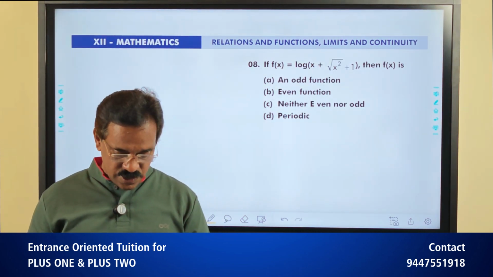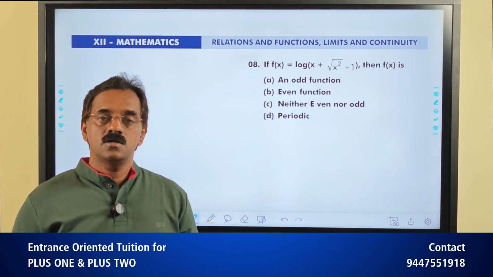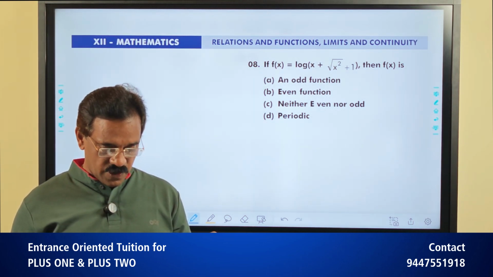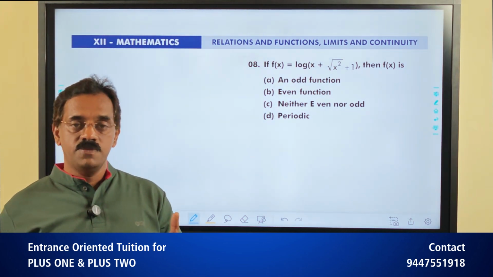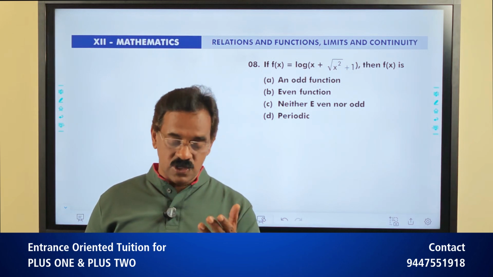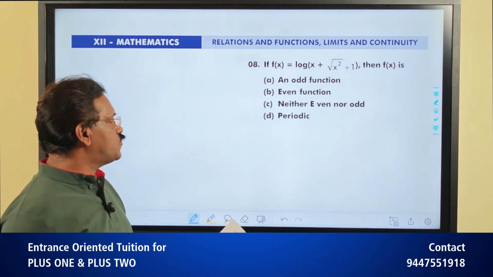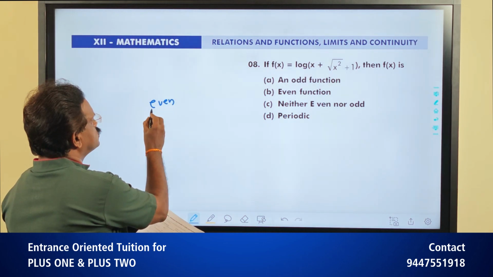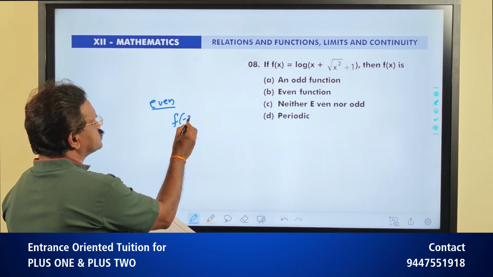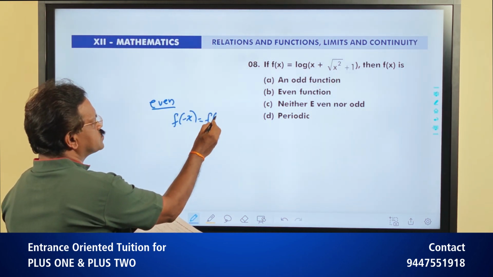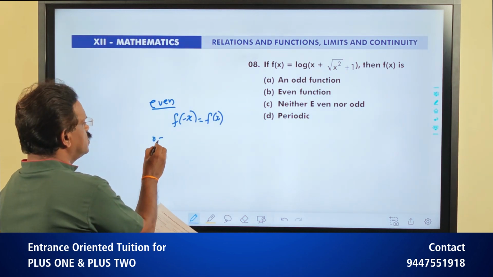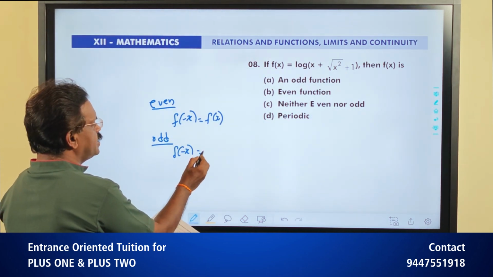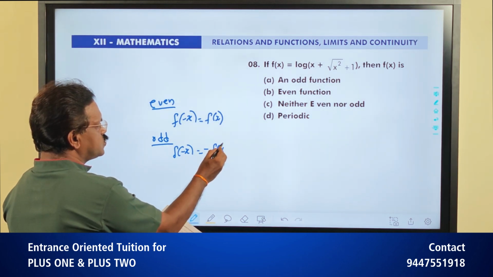Question number 8. So they are asking about even function, odd function, periodic function, and neither even nor odd. Periodic function we discussed in question number 2. About even function and odd function, you please remember that. For even function, the procedure is f of minus x equal to f of x. For odd function, please note this point, f of minus x equal to minus f of x. This is a point to remember.